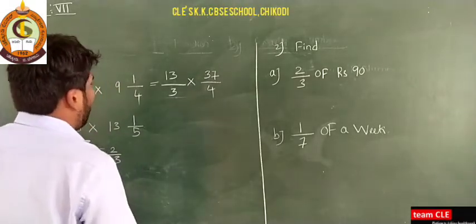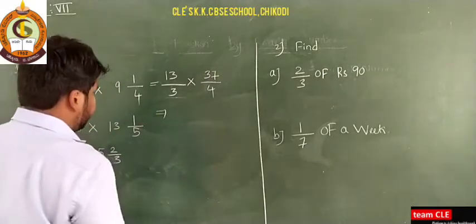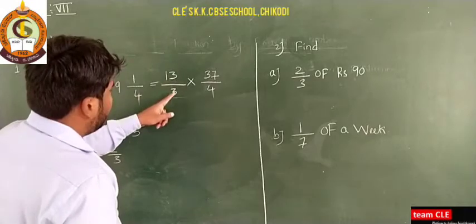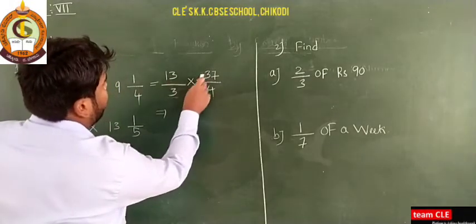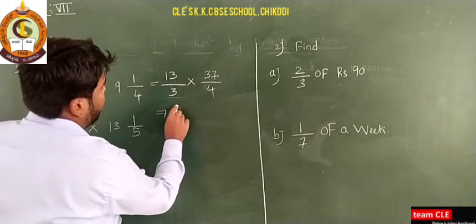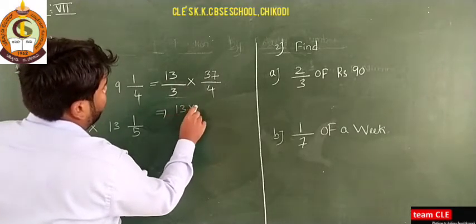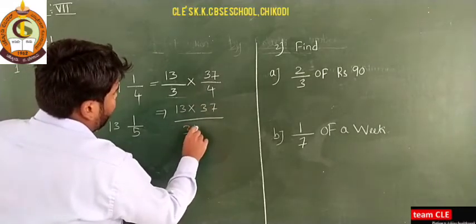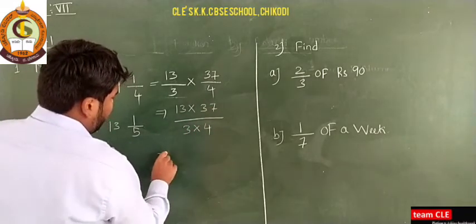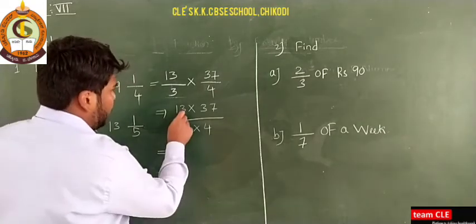Okay, so now you have 13 by 3 and 37 by 4. So now you multiply numerator with the numerator, denominator with the denominator. So I multiply numerator with the numerator, that is 13 into 37, whole divided by 3 into 4. Okay, so now you will get 13 into 37.